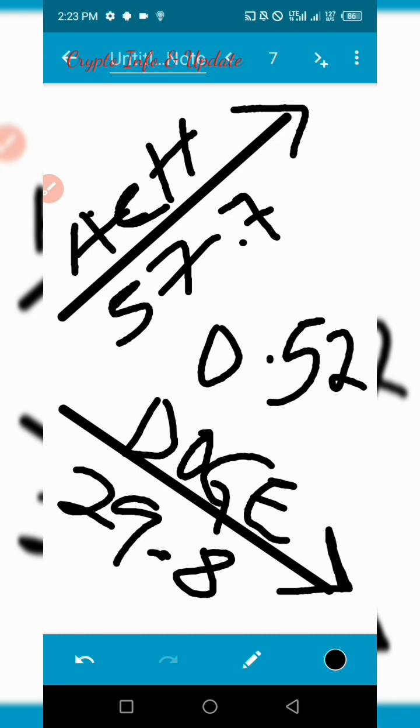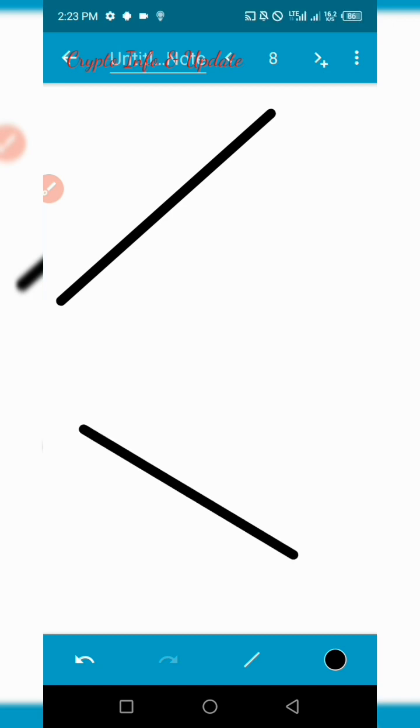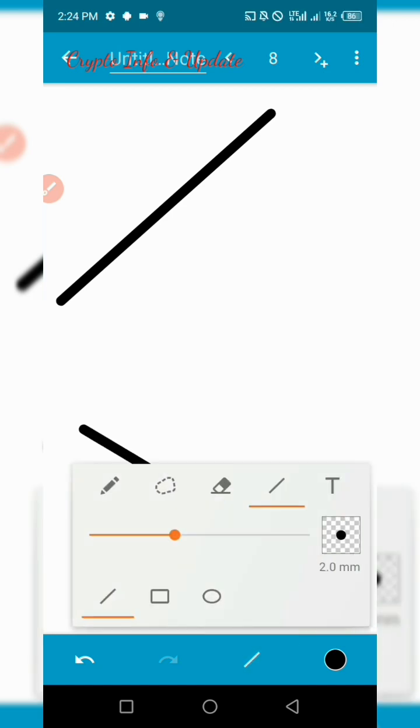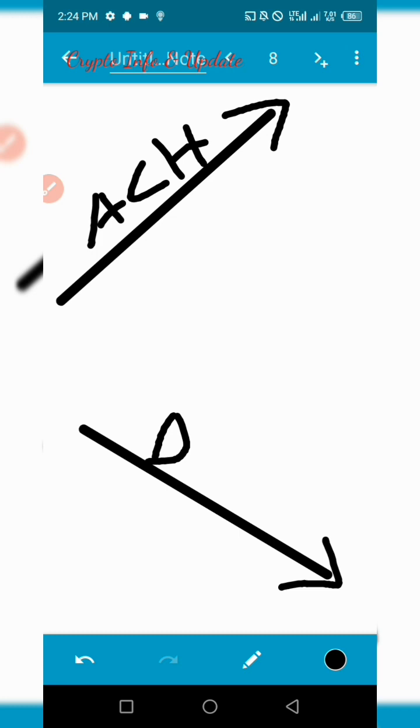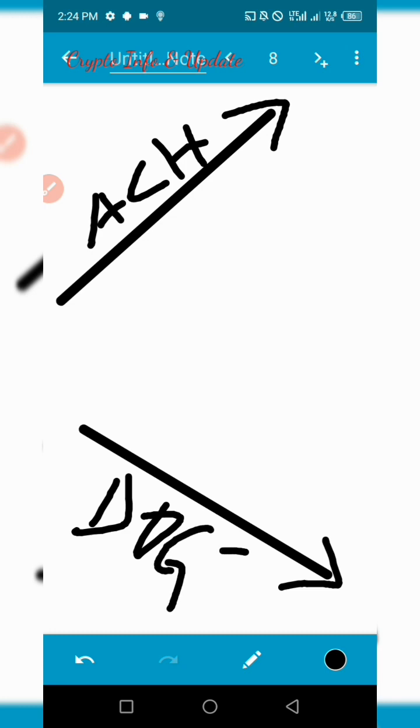Let me open a fresh page. All right, guys, furthermore I said this is ACH, this is Doge. So furthermore I said how you enter the trade is you short the one that is in an uptrend move, which in this case is ACH.